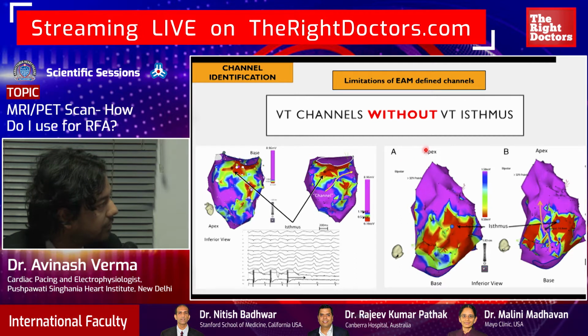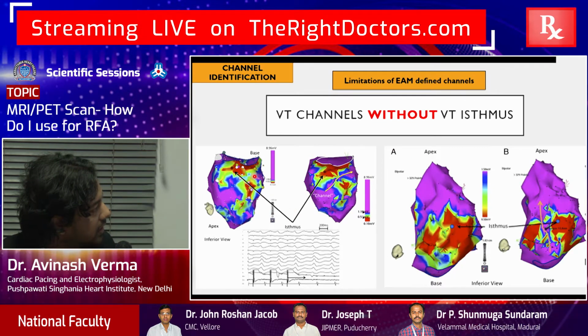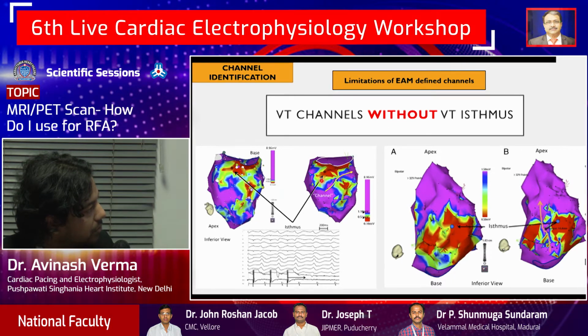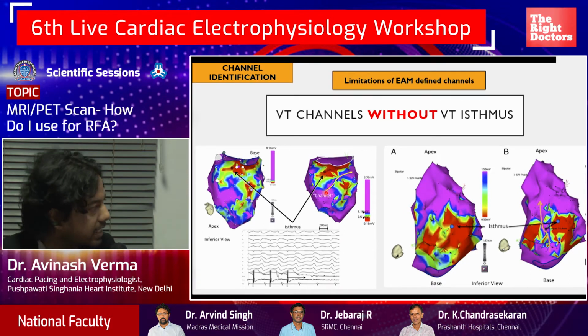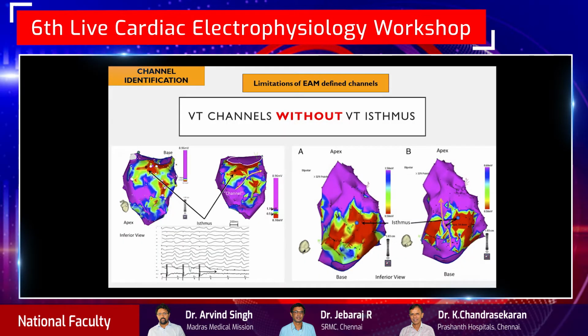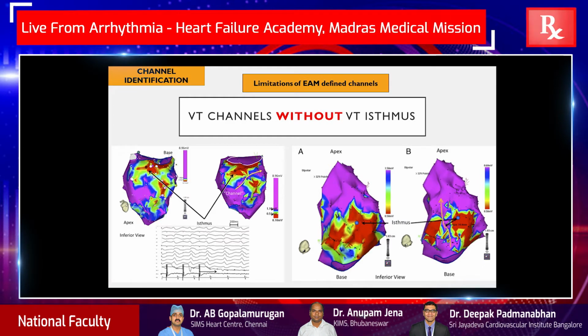VT channels can be there without VT. For example, you see a channel over here in the electroanatomical map, but the isthmus is far away. The channel is here, the isthmus is here. And these are EP-guided isthmuses. You can see here stim to QRS, concealed fusion, mid-diastolic potential, everything is there. So these isthmuses are far from the channels, and there is no point connecting these two things. One thing is very clear: conduction channel is not equal to isthmus.